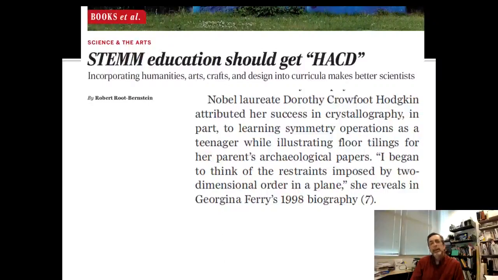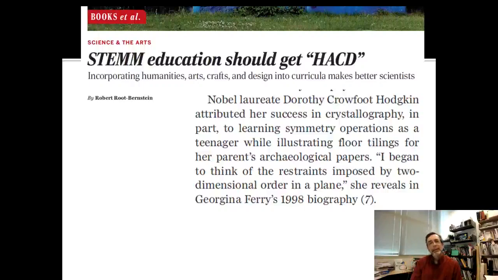And one of the things about this is that, like Jane Richardson had a philosophy background, Dorothy Crowfoot Hodgkin had an archaeology background. As a teenager, she would work with her parents' archaeological digs. I believe both her parents were archaeologists. And she would draw the tessellations, the different tiles that they had.